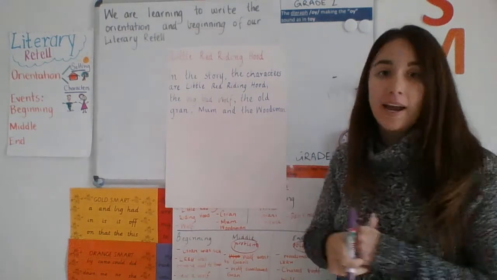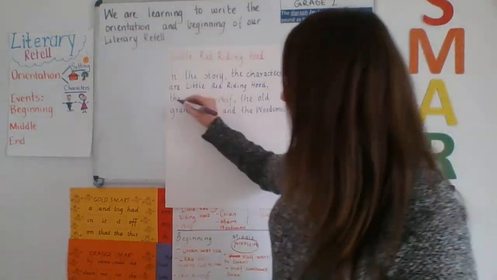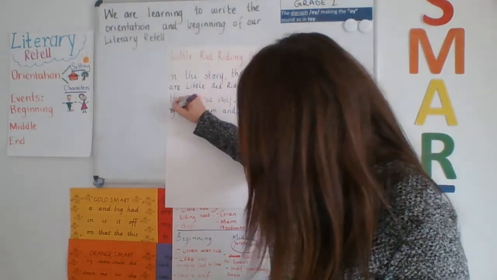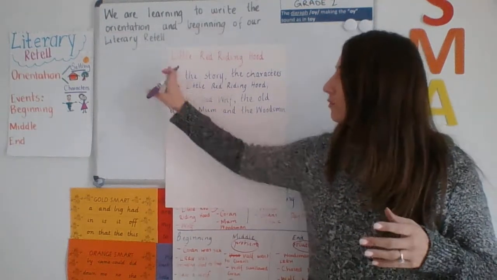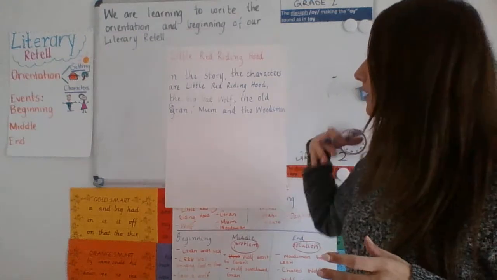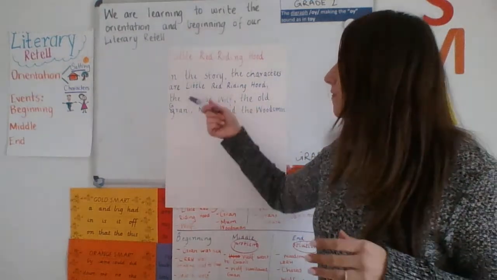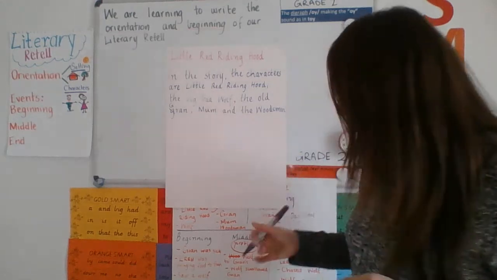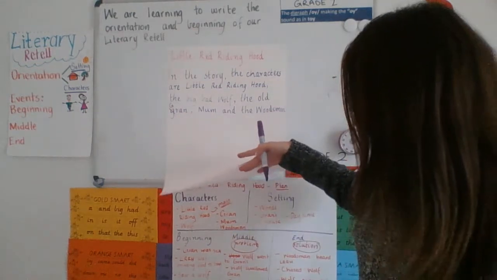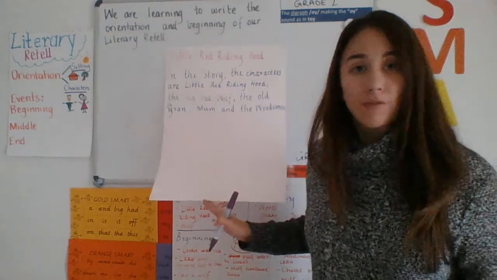And I'm going to make sure I end my sentence with a full stop. I'm just going to go here and change that G to an uppercase G. Okay? All right, let's quickly reread what we've got here. In the story, the characters are Little Red Riding Hood, the big bad wolf, the old gran, mum, and the woodsman. Yep, if I look at my plan, I can see I have included all of those characters.